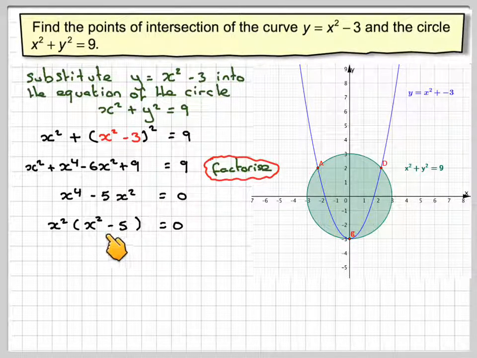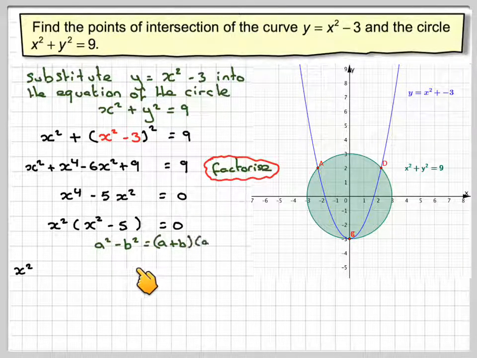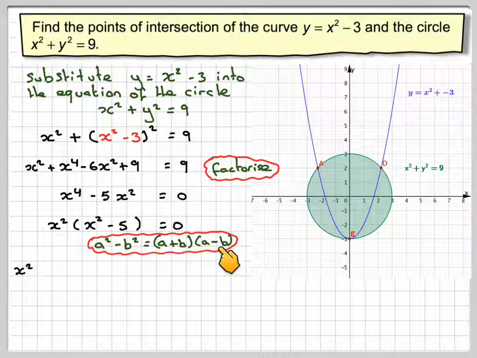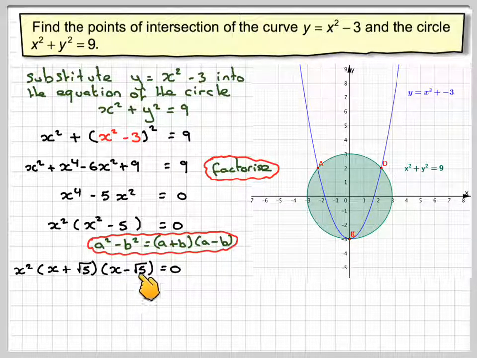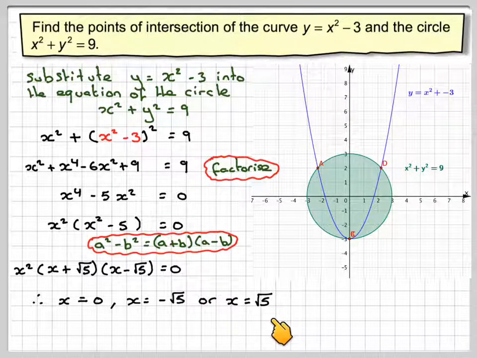If we continue to factorize, we recognize this bit here, x squared minus 5, as a squared minus b squared, which is (a plus b)(a minus b). So we've got x squared, brackets x plus root 5, since the square root of x squared is x and the square root of 5 is root 5, and x minus root 5 equals 0. And therefore we're going to get three solutions from that: x equals 0, x equals minus root 5, and x equals root 5.